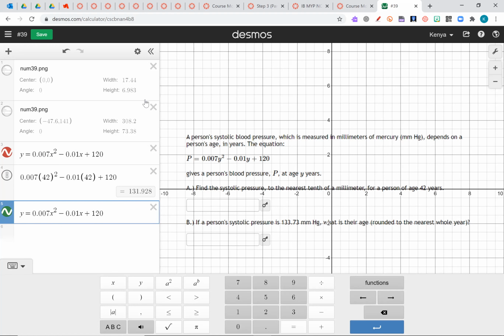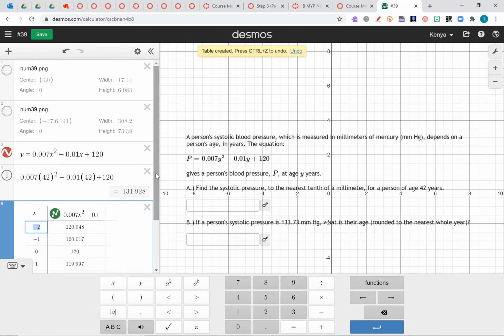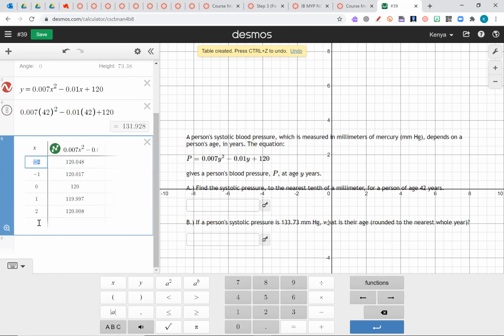Like we did before, we can also find an answer by looking at the table. Okay, so I have the function here. I'm going to go to the gear. I'm going to type in the table here, choose a table, and then I'm going to type the number 42 in. And as you can see, it gives us the answer 131.928.